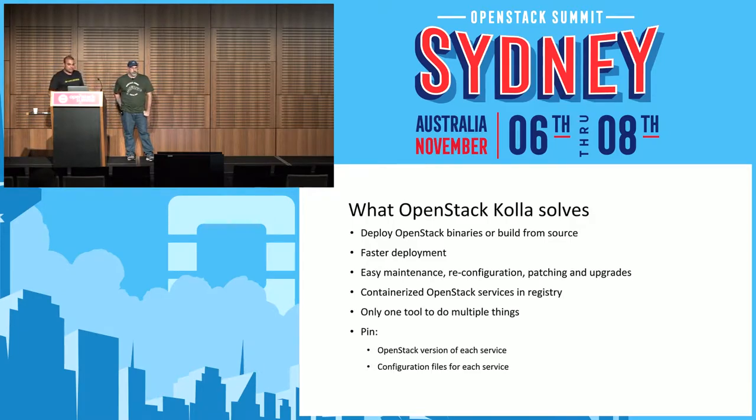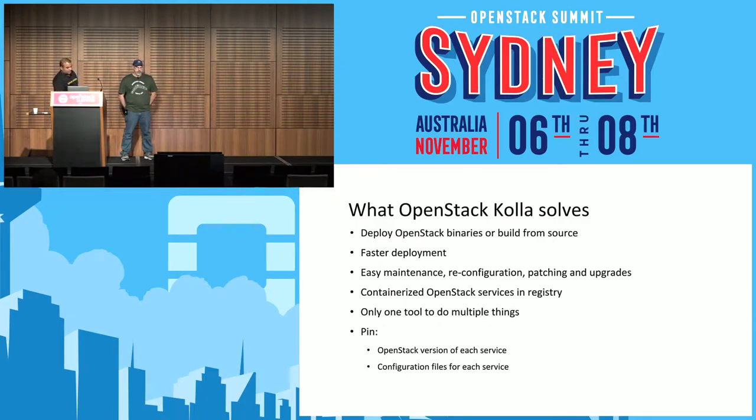Easy maintenance, reconfiguration, patching, and upgrades. So after day one deployment, Kolla can be used to reconfigure services, patch services if there's a bug, and also upgrade services to a new release. I tested the upgrade path from Liberty to Newton, Mitaka to Newton, and then Mitaka to Okata as well. And then containerized services are in a registry, so we don't have to worry about where to store the images.